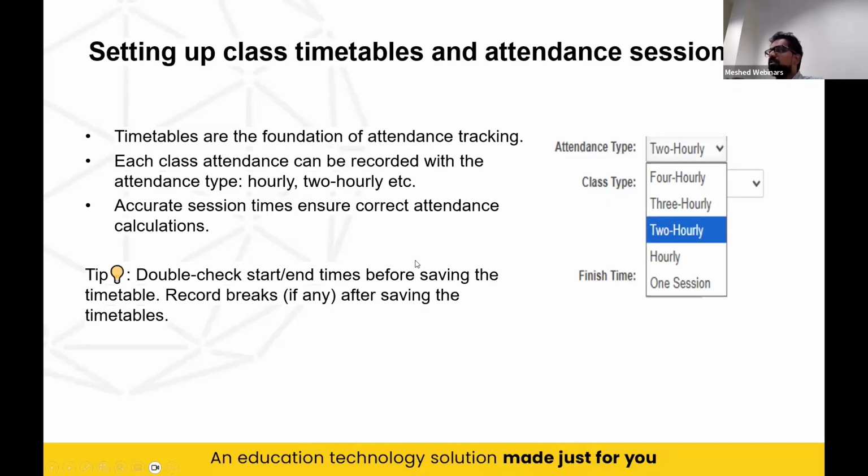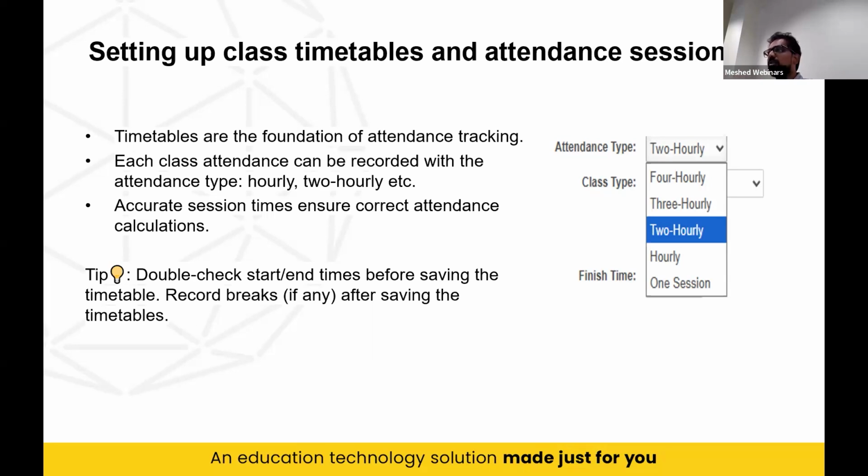It is also very important to have accurate class start time and class end time, and it is also very important to record the breaks. Generally, if it is a long class running for 8 hours, 4 hours in the morning and 4 hours in the afternoon, or a 4 hour class with 2 hours, a 15 minute break in between, and 2 hours again, the breaks need to be recorded.